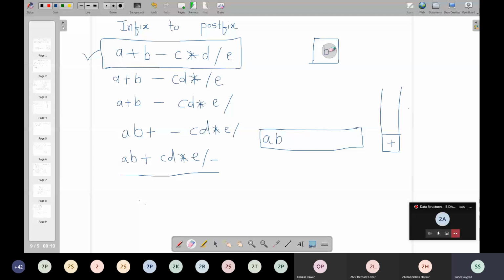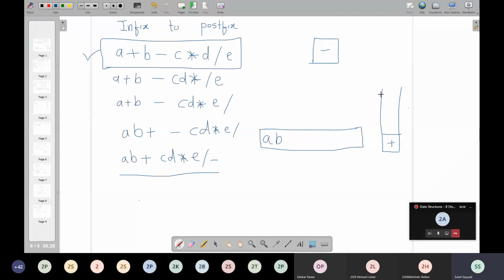Next thing that I'll scan is my minus symbol. What is minus? It is an operator. So if it is an operator, it has to do something with my stack. We'll check the precedence of the operator that we have scanned, which is minus, with the precedence of the operator present on top of stack, that is plus. Now these two are having equal precedence. When they are having equal precedence, what do we do?